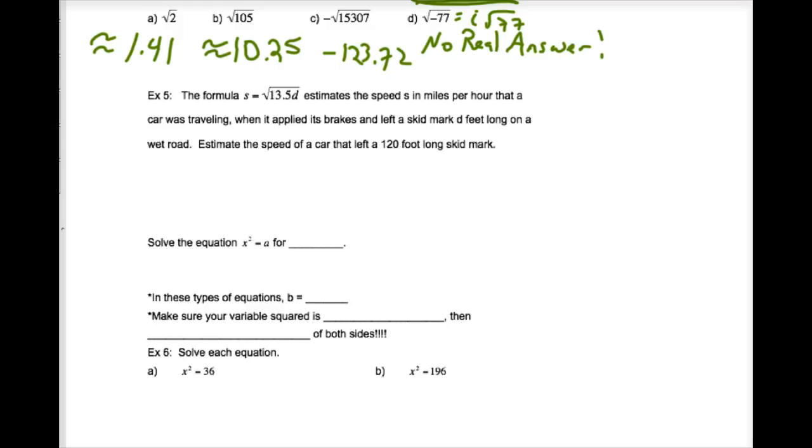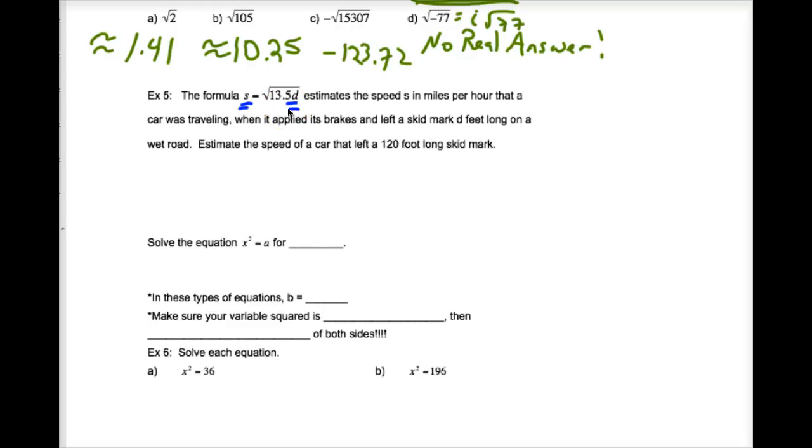All right, here's the deal. What happens, guys, if you're driving kind of fast and you hit the brakes as hard as you can? Your car doesn't stop, it leaves a skid mark. The formula S equals the square root of 13.5D estimates the speed S, in miles per hour, that a car was traveling when it applied its brakes and then left a skid mark D feet long on a wet road.